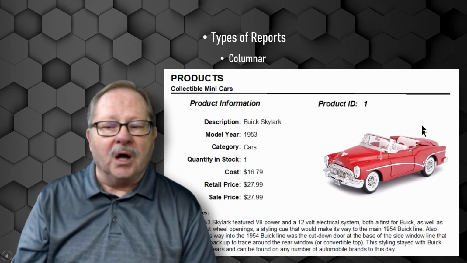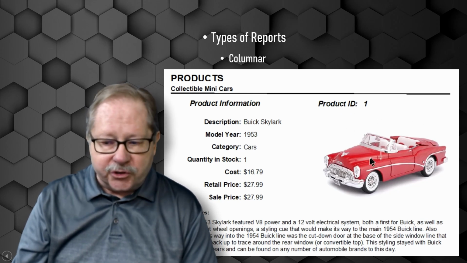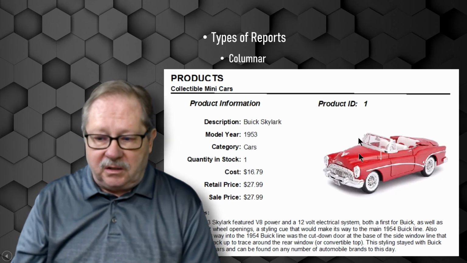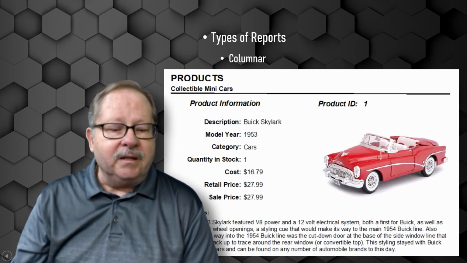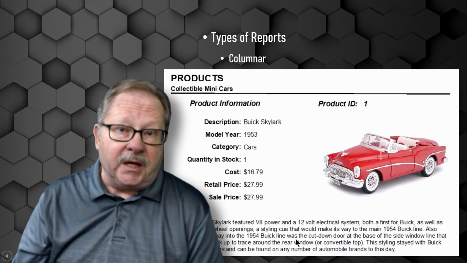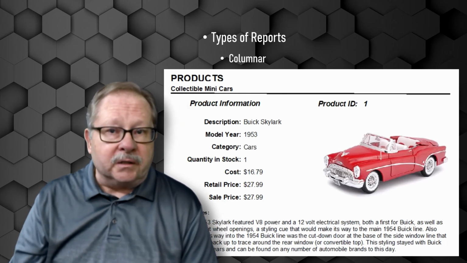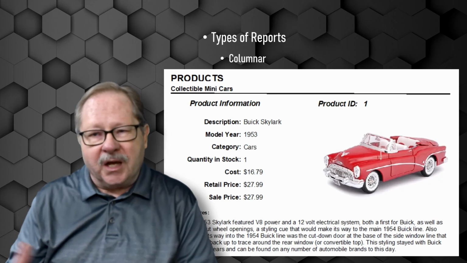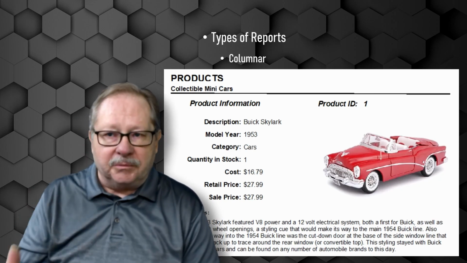When it gets over to product ID and the picture of the vehicle in this case, it has just those two things in this column. And then the features, the description down here, is much wider. It's given more space, and it just puts things together in a columnar format.